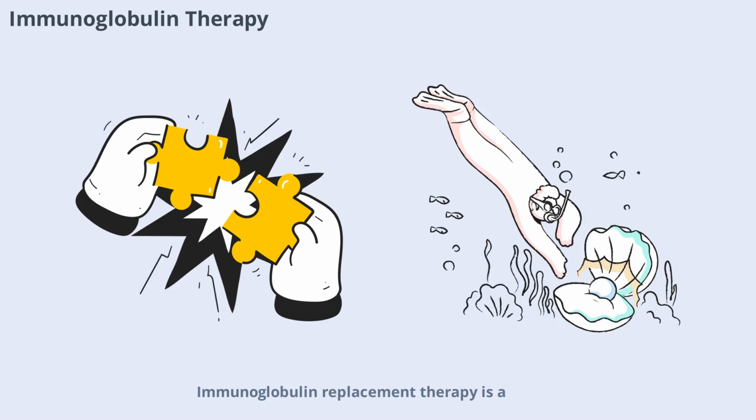Immunoglobulin replacement therapy is a common treatment for many immunodeficiencies. It involves regular infusions of antibodies to help fight infections. This therapy can be given intravenously or under the skin and is tailored to each patient's needs.